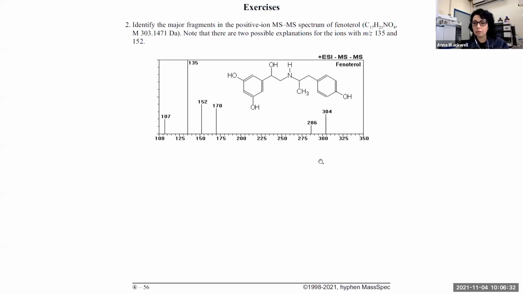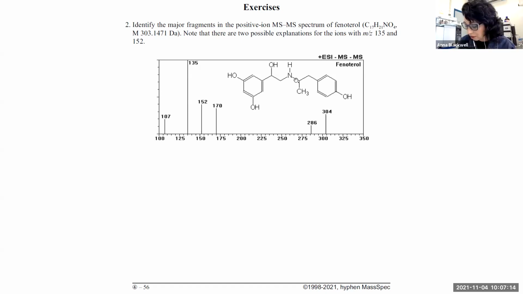May I? Yeah, please, Anna. Okay. I think that the first cleavage that we have happened between N and carbon. At the left or at the right? At the right. Yes. Okay. I suppose it gives us a fragment with mass 170. Yes.